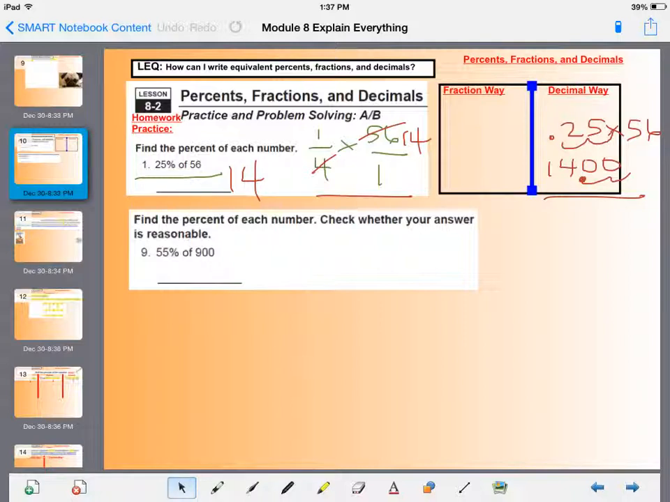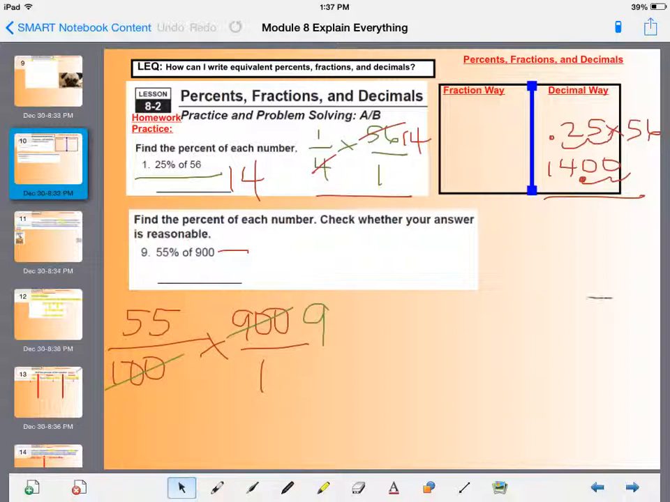We talked about 55% of 900, and we're going to go ahead and do the fraction way first. So 55% really means 55 over 100 of means times 900 over 1. This is excellent because I can simplify the 100 and the 900, and 55 times 9 is 495. And so that was the fraction way.